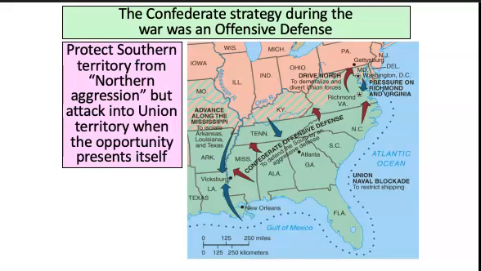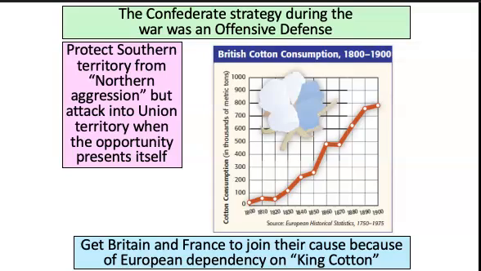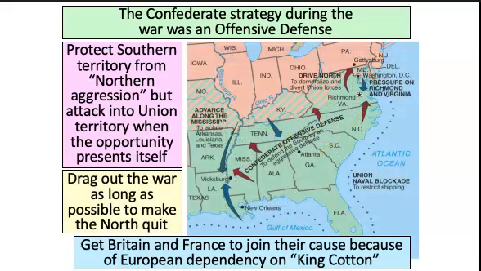The other major part of their strategy was to attempt to get foreign support, to get either Britain and France to join their cause. They relied on this idea of King Cotton, the importance of this Southern staple that's being sent to France and England, driving textile production in those countries. Those countries would need to maintain their supply of cotton, and therefore, they would help to support Southern independence. But as long as they could drag the war out, they could hopefully make the North quit and win.